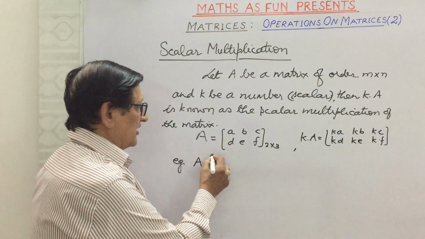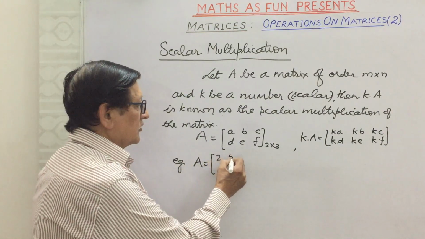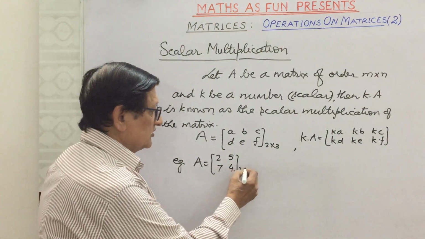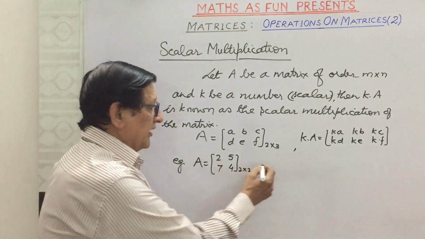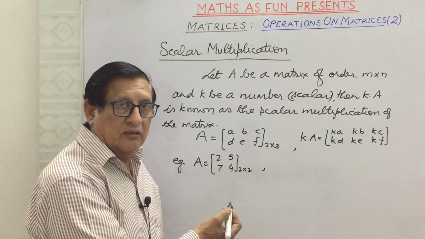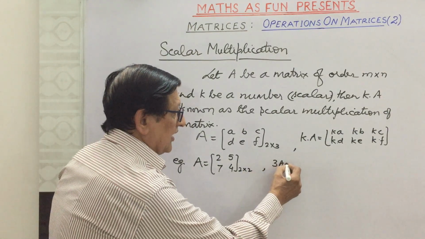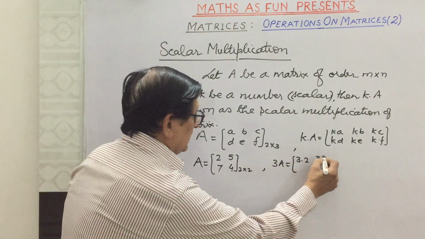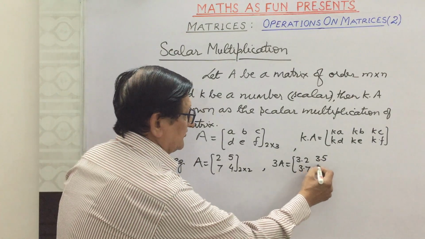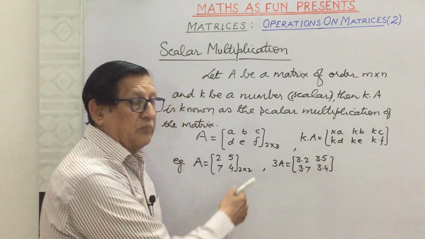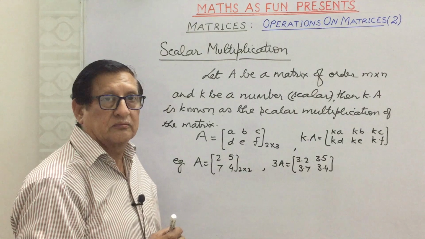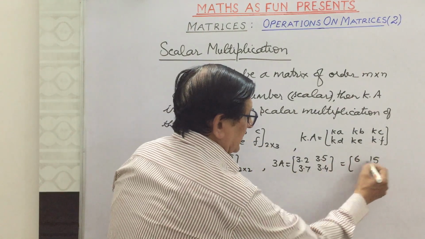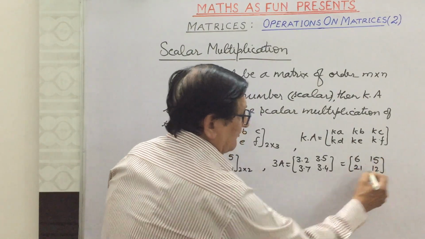Suppose we have a matrix A, elements in this are 2, 5, 7, 4. The order of this is 2 into 2 and we want to multiply it by 3. Then we will have 3A equal to 3 into 2, 3 into 5, 3 into 7, 3 into 4. Multiply 3 with every element of it. And then we get here 6, 15, 21 and 12.